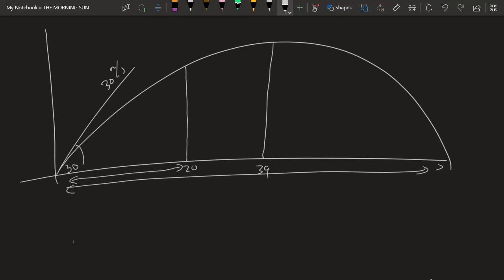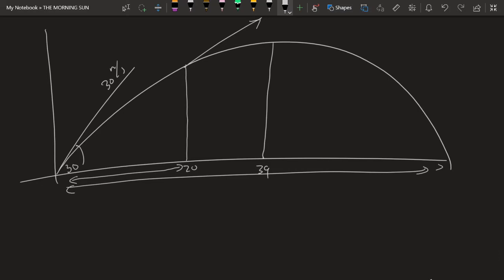Okay. So what do they want us to find? So the wall is at 20 meters from here, and they're like, find the height of the top of the wall, given that it just literally clears the wall. So it's tangent to the wall when it passes by it, right?